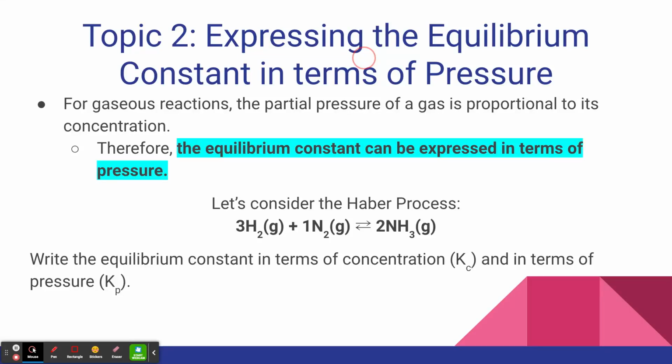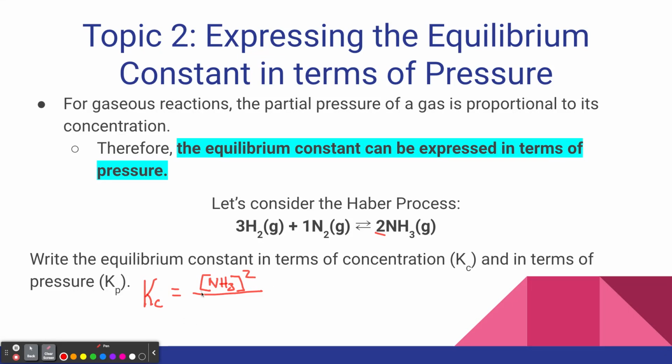And we have to write the equilibrium constant in terms of pressure, Kp, and in terms of concentration, Kc. So guys, let's dive right into this. So we're going to start with Kc first, since that's what we've been writing since topic 1. So the equilibrium constant is going to be equal to the product, so our concentration of ammonia raised to its stoichiometric power. So there's a 2 in front of ammonia, so there's going to be a 2 here.